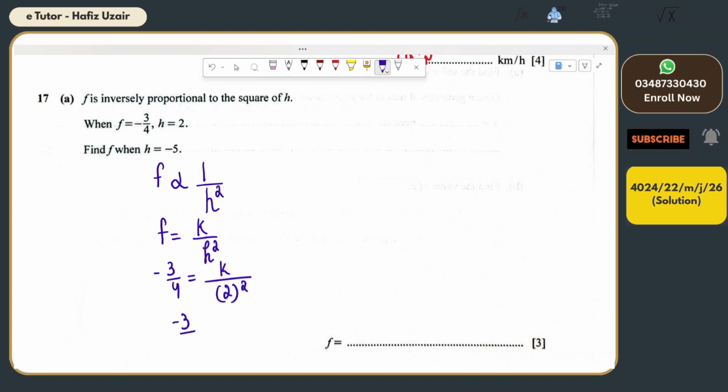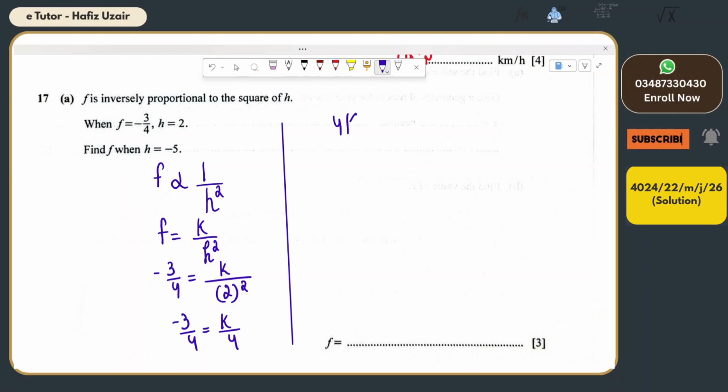So this thing will be minus 3 by 4 is equal to k by 4. So just cross multiply. We can also do it directly, but just cross multiply. So 4k will be equal to minus 12. So k will be equal to minus 12 upon 4. So k will be equal to minus 3.